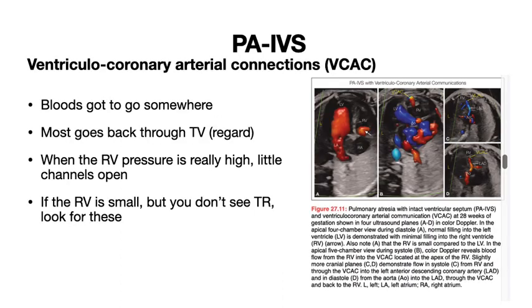All right. Ventricular coronary arterial connections. As we said, the blood's got to go somewhere. It can go backwards through the tricuspid, or it can go out these little channels and join up with the coronary arteries.